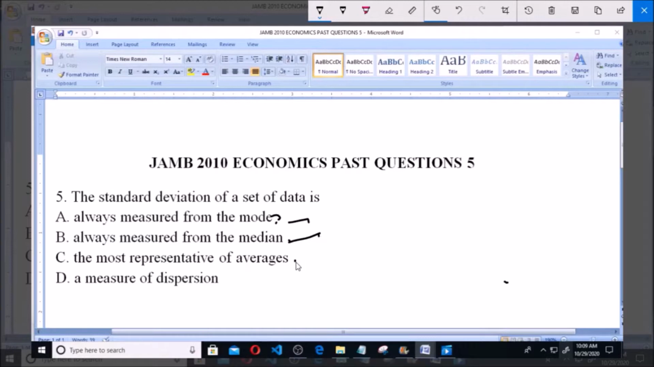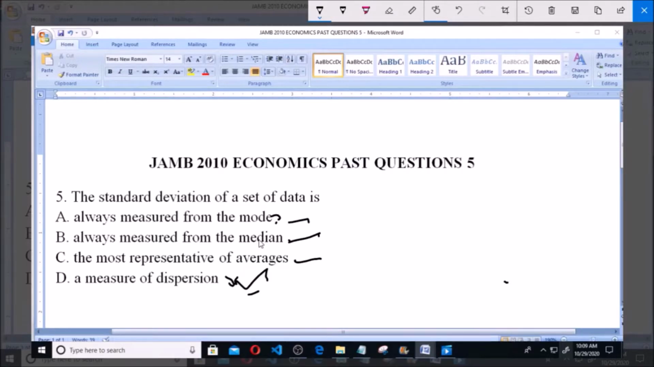Option C says the most representative of averages. When we talk about averages, we're talking about means. And so the standard deviation of a set of data is not the most representative of averages. A measure of dispersion is the correct answer, because a measure of dispersion is also referred to as a measure of variability.